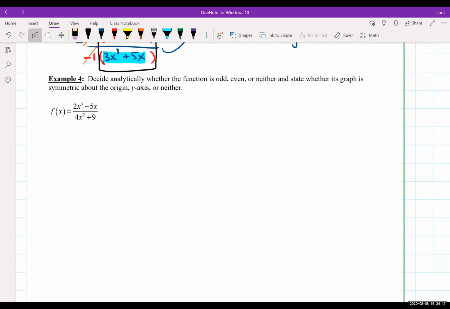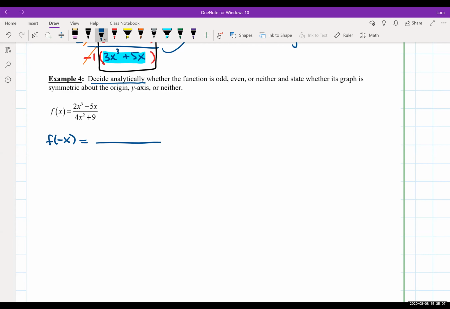And we're going to say, well, if I have to decide analytically, the first thing I have to do is compute what is f of negative x. So that's the first step I'll always show. I don't just decide odd, even, neither. I have to show this.